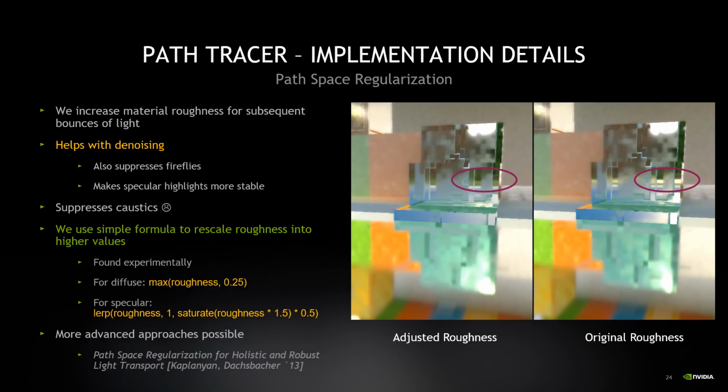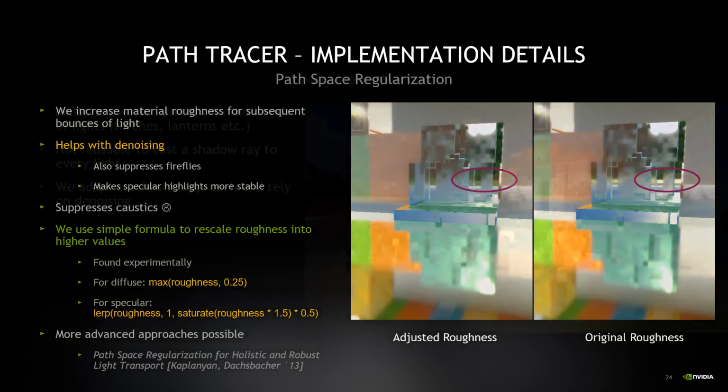In our implementation, we use a simple formula to adjust the roughness. For diffuse, we just clamp it to at least 0.25, and for specular, we rescale it to a higher range. However, more advanced approaches are possible, which minimize the adjustment needed to reduce fireflies, and I can recommend reading the paper called Path Space Regularization for Holistic and Robust Light Transport, if anyone is interested in more details.